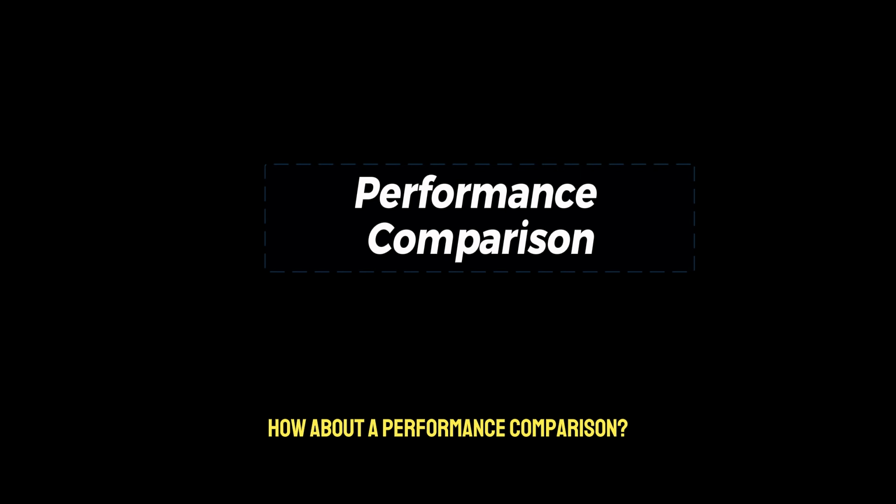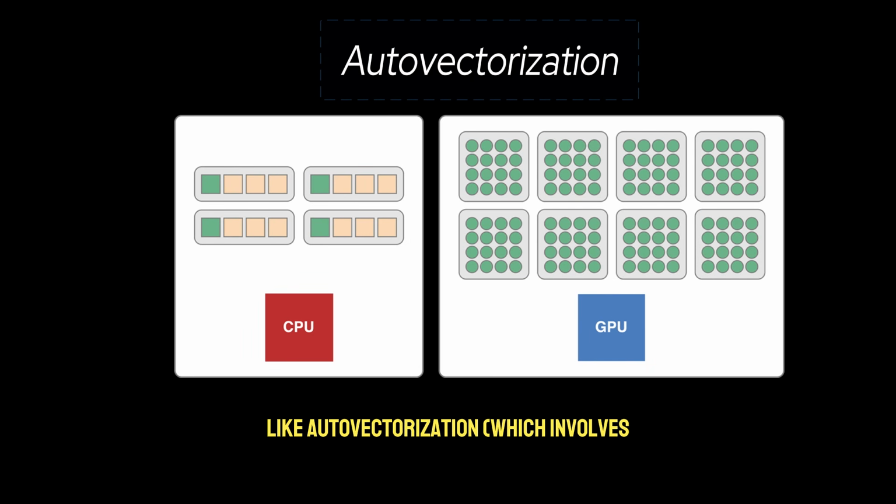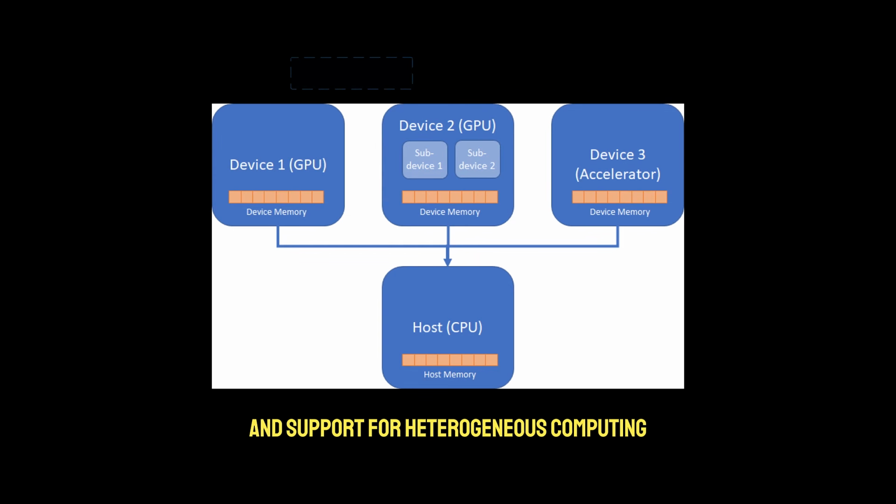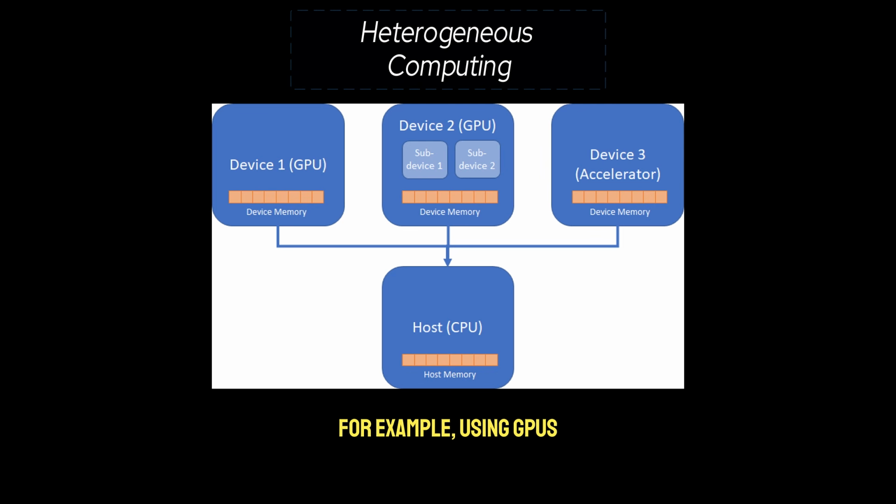How about a performance comparison? One thing to note is that performance is not a one-size-fits-all, and it depends on your codebase and your target hardware. So LLVM is more optimized for modern hardware. So LLVM excels at advanced optimizations like auto-vectorization, which involves splitting tasks across multiple CPU cores, and support for heterogeneous computing, for example, using GPUs. An example of this would be TensorFlow XLA, which uses LLVM for its ability to generate efficient GPU code for machine learning tasks.